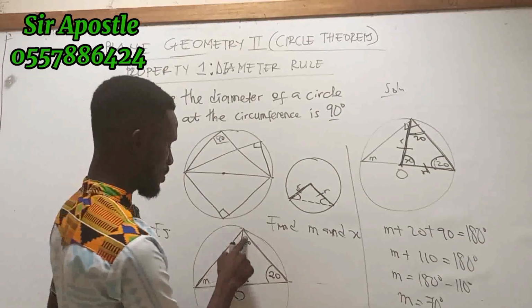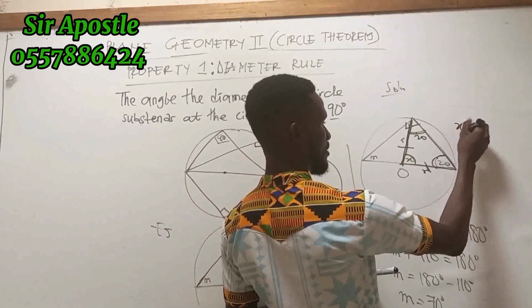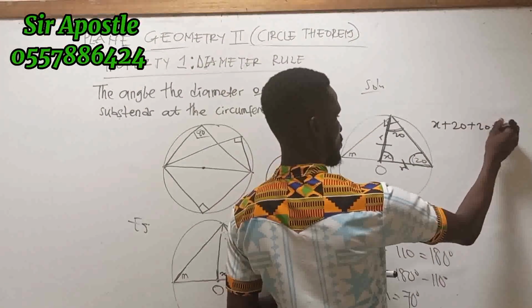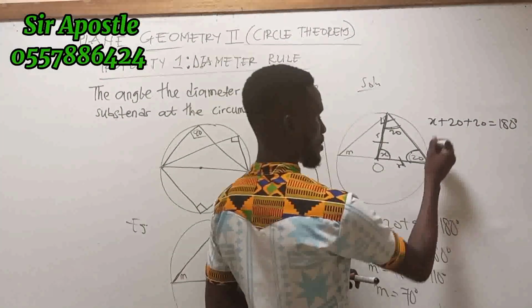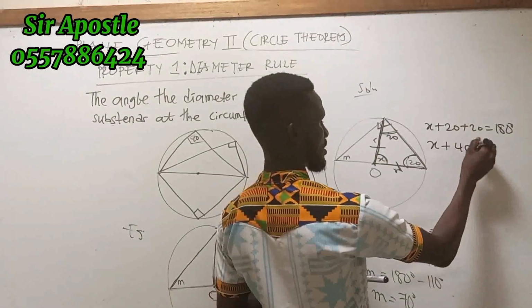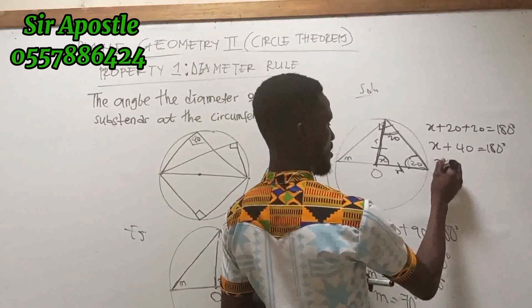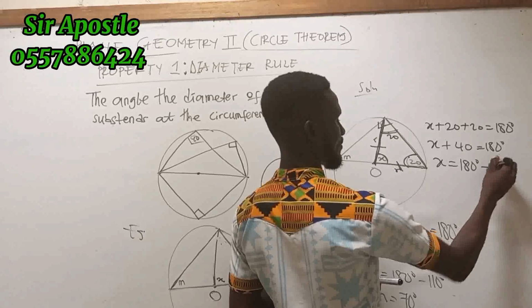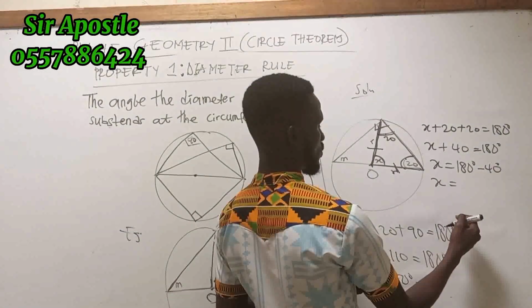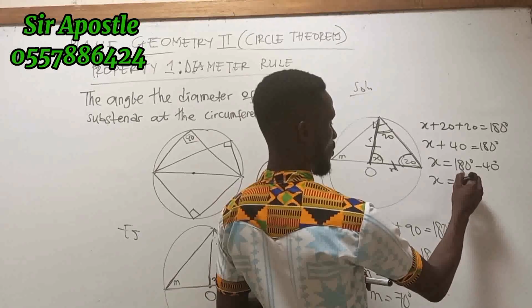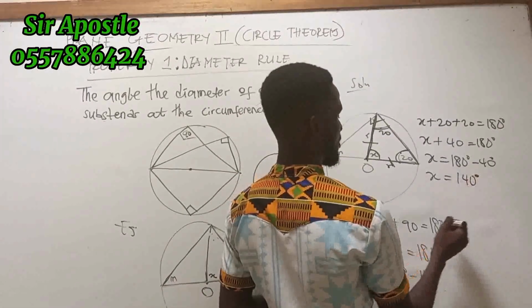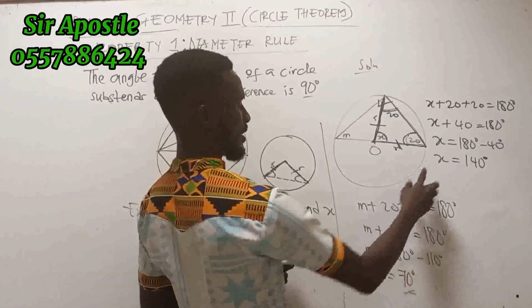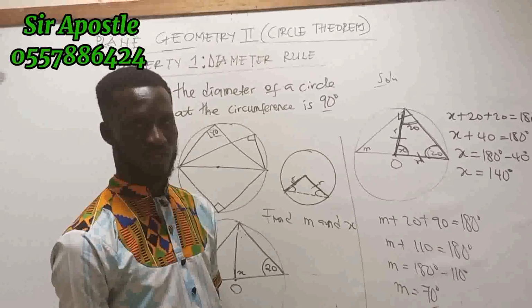So let's solve for it. I have x plus 20 plus 20 should give us 180 degrees. So I'll have x, 20 plus 20 is 40, equals 180 degrees. We subtract 40 from both sides. So what will be x? x will be 140 degrees. So therefore, the value for m is 70 and the value for x is 140 degrees.